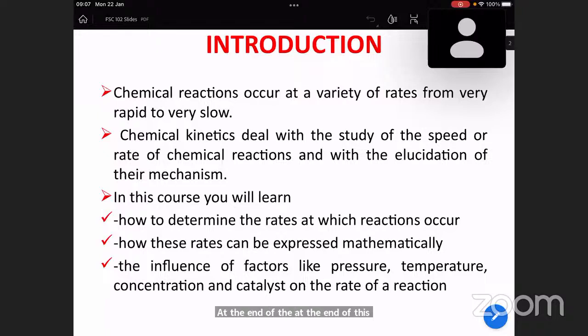Now, at the end of this topic also, when we talk about the rate at which a reaction happens, there are also factors that affect the rate at which this reaction takes place. Those factors are pressure, temperature, concentration, and catalyst. How do they affect the rate of reaction? These are the kind of questions you should be able to answer at the end of this topic.